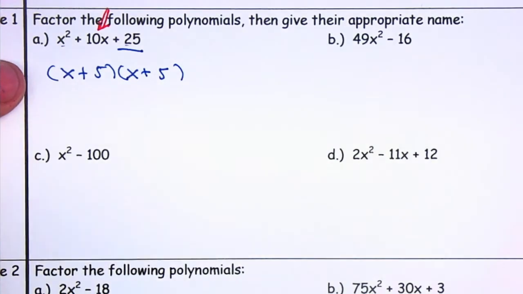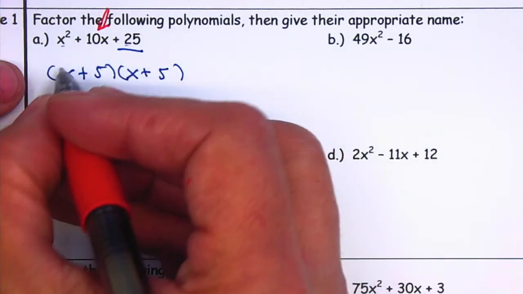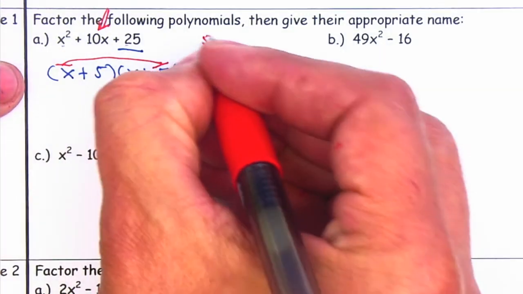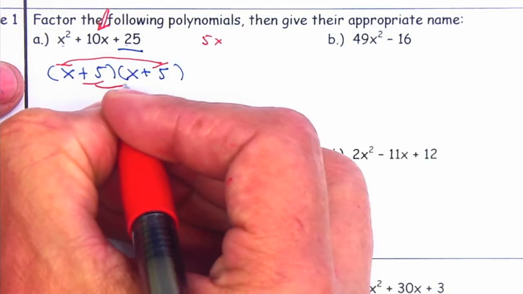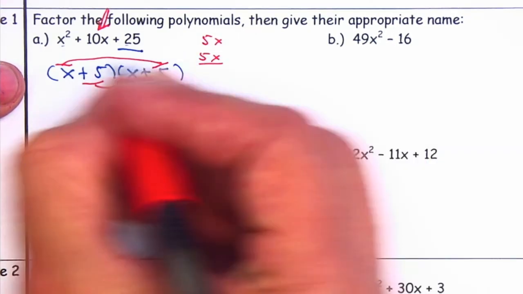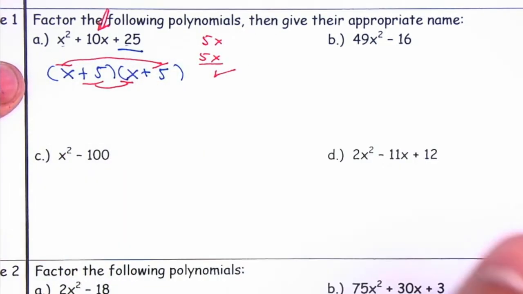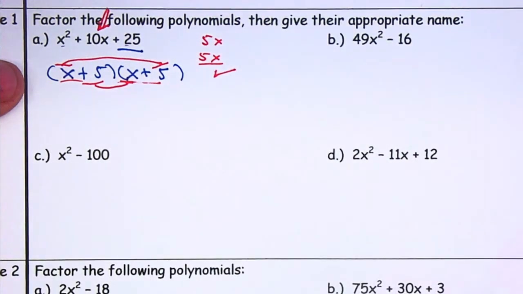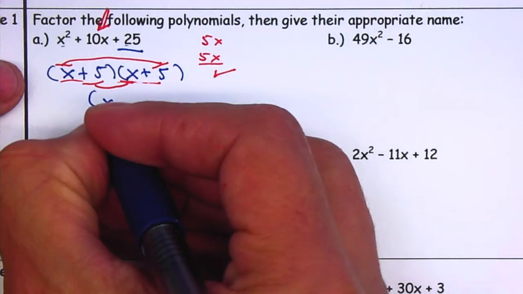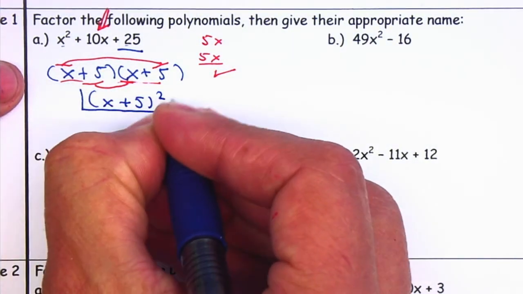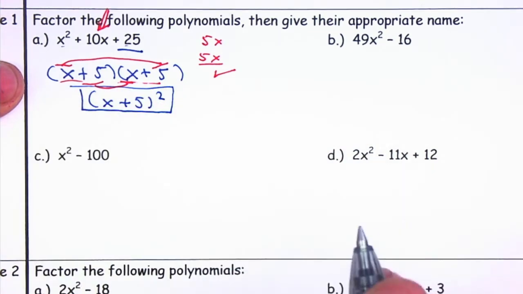Now, you can check your answer by multiplying it out, or we can just check the outside numbers. That'll be 5x. The inside numbers, so that'll be 5x. And if you add together, does it give you a positive 10x? It does. If you notice, both of them are the same. Therefore, we can rewrite them as one. We have x plus 5 squared.